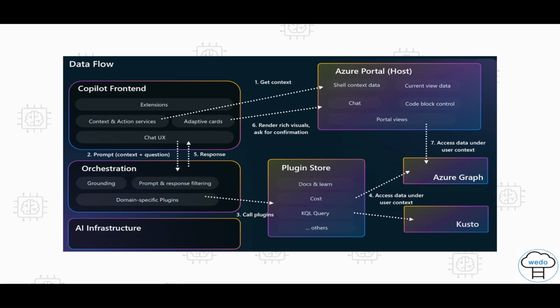So as you can see in this diagram, Copilot for Azure leverages Azure Resource Graph and Cosmos to access data under user context, which is super great. And it's a complex scenario, and you can see why Microsoft is still improving, because there are a lot of components working together to be able to give you the proper answer to your question.